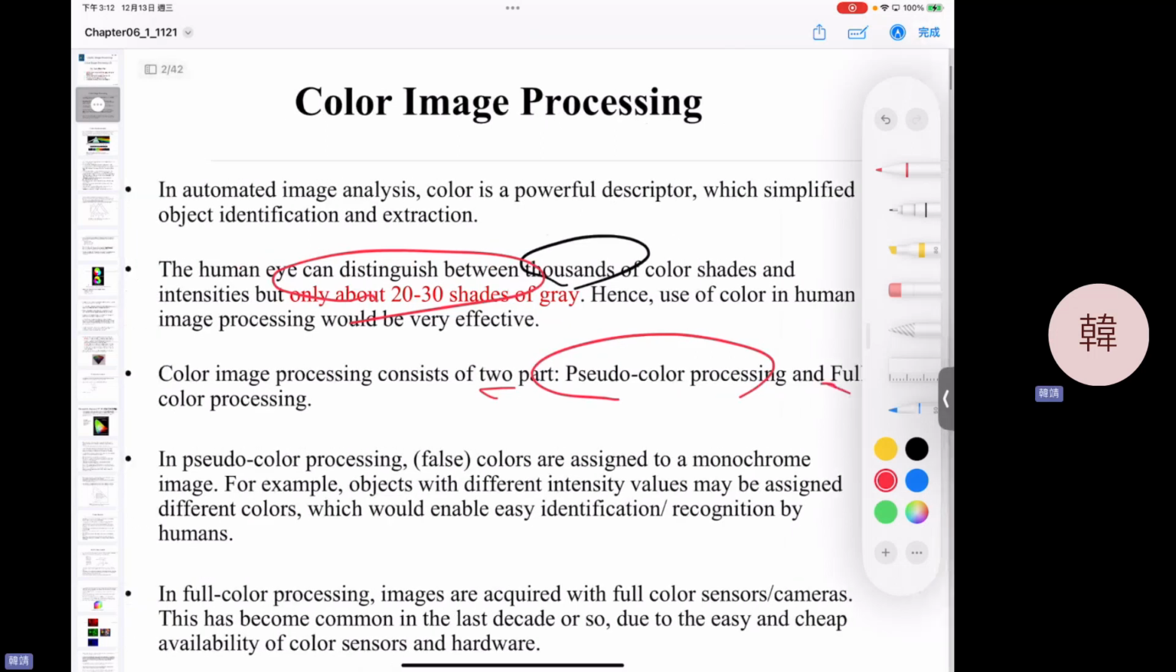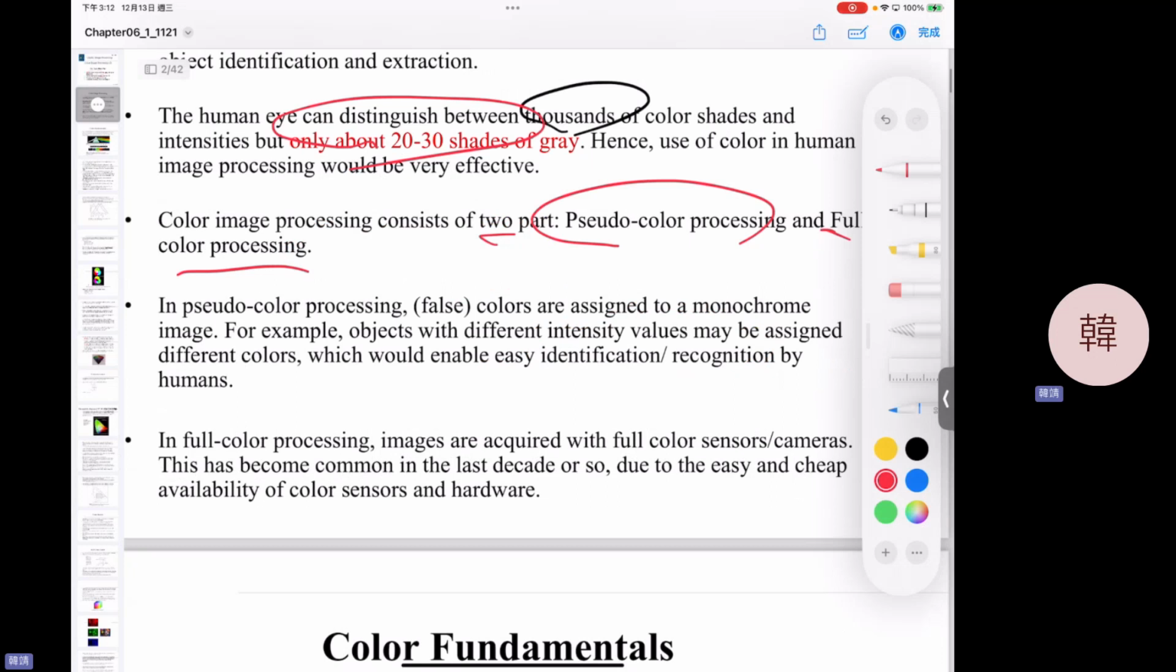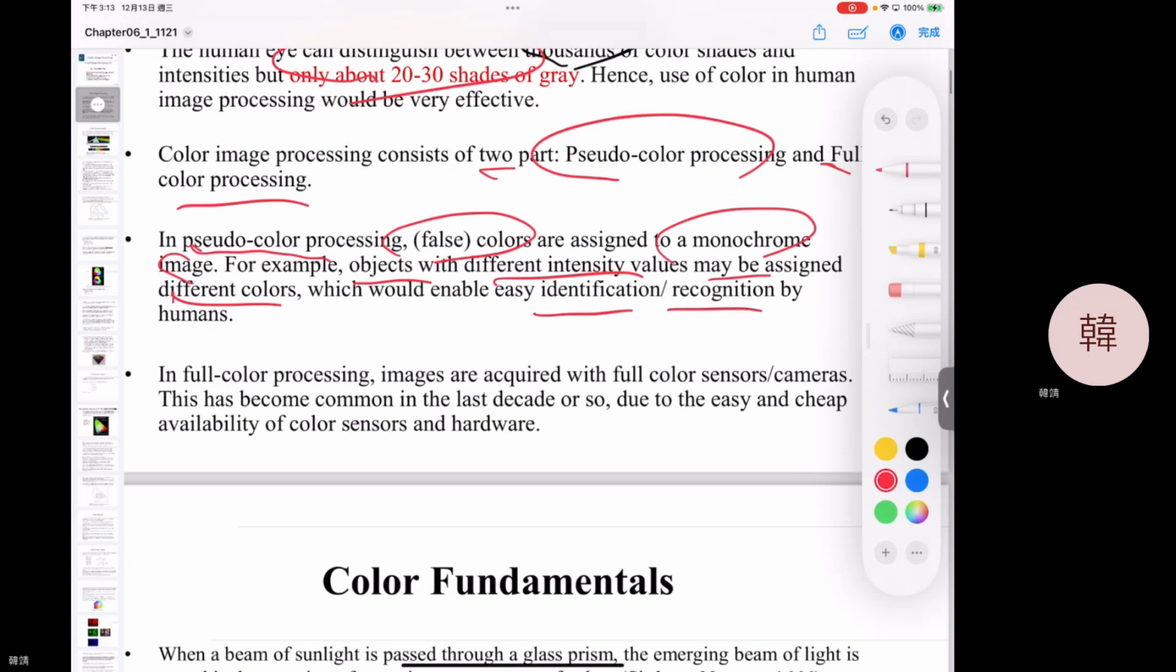The other one is full color processing, using a model space to process your color image. Pseudo color image processing is also called false color, so it's not true color. We assign colors to a monochrome image. For example, objects with different intensity values can be assigned different colors, to enhance the objects in your image. So it's easy for identification and recognition.